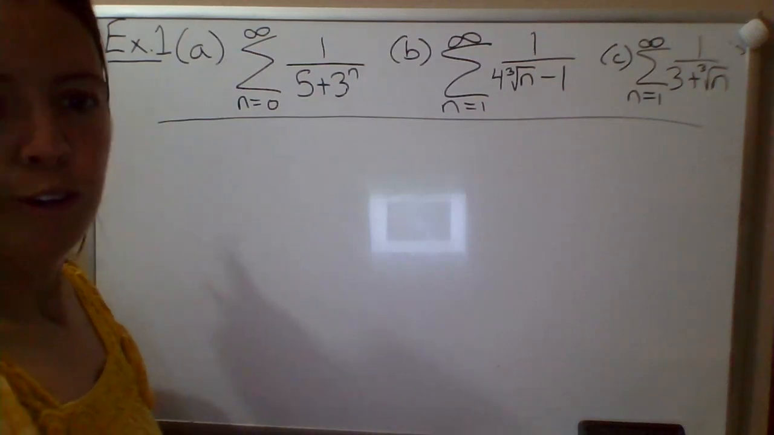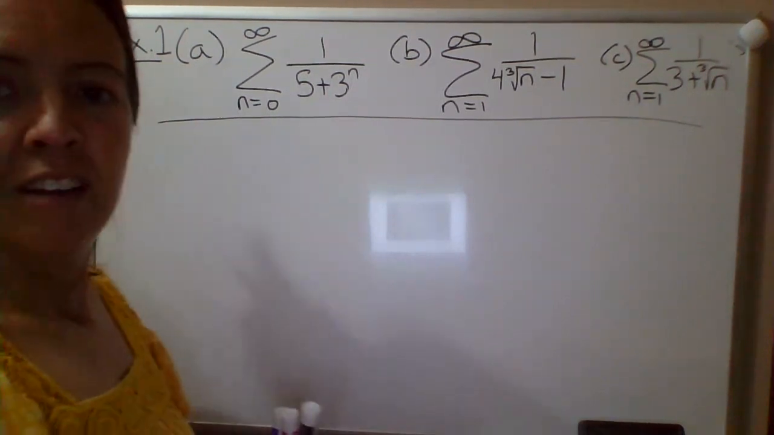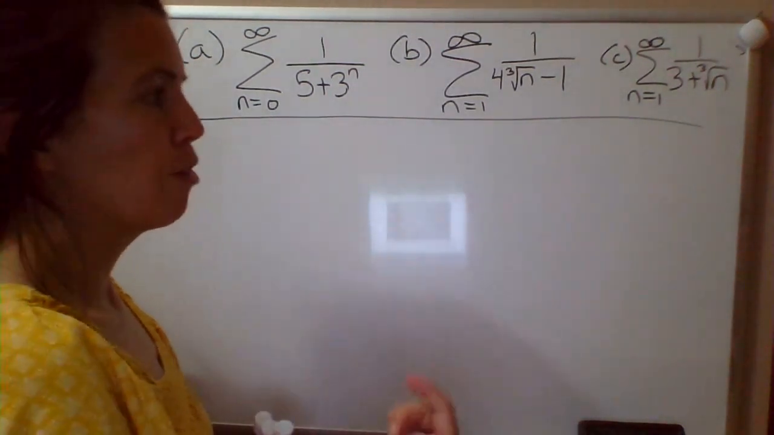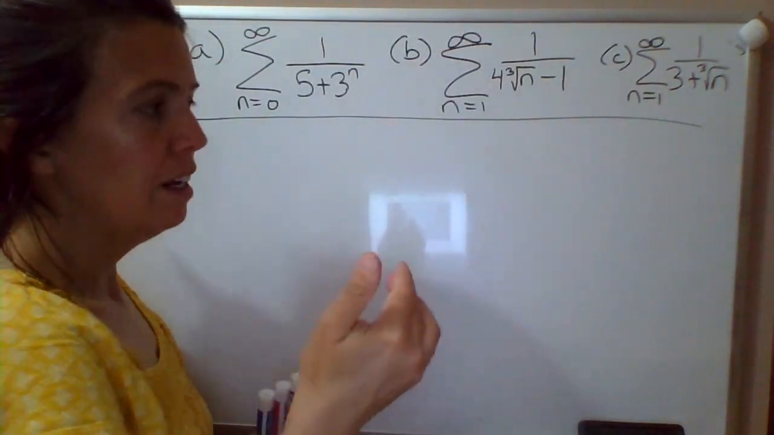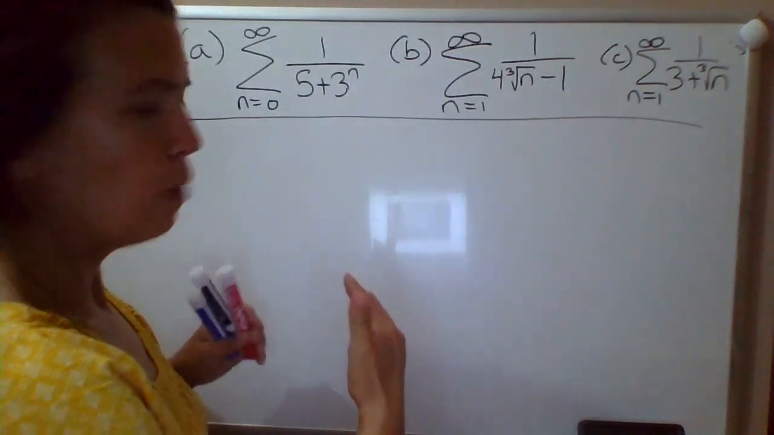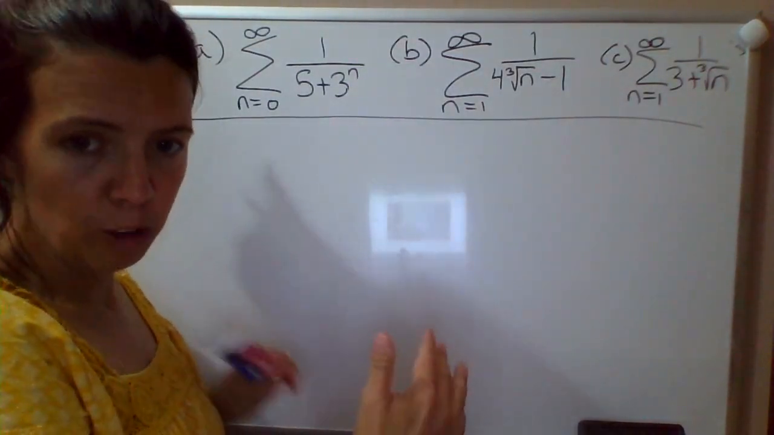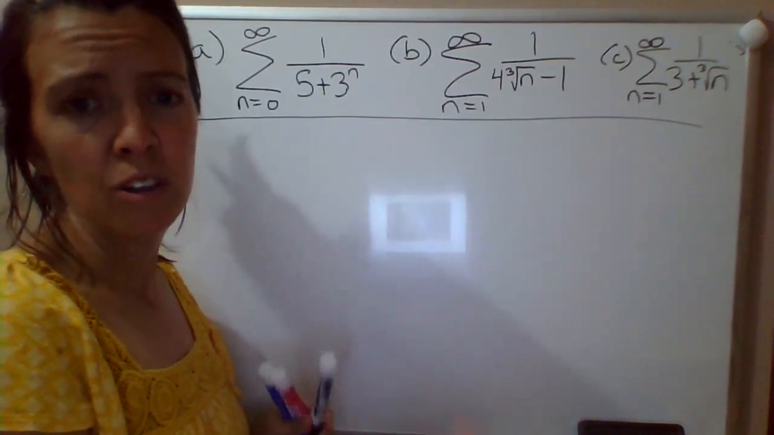So now I want to work through a few examples with the direct comparison test. Before I start working the examples, I want to talk about the way that I visualize the direct comparison test in my head, because I think it'll help you to understand when can I make a conclusion about whether this series converges or diverges, and when is it inconclusive.